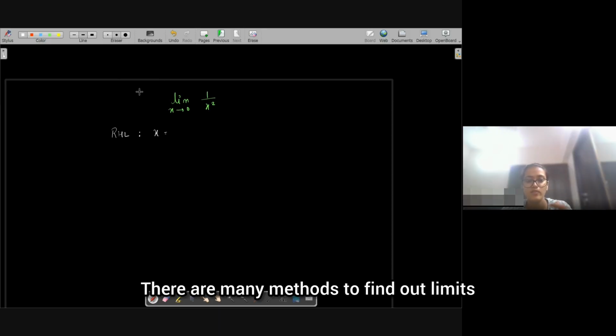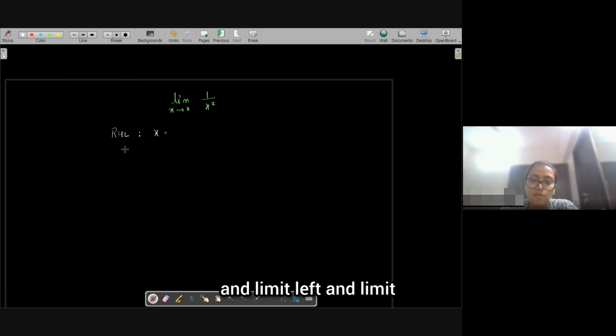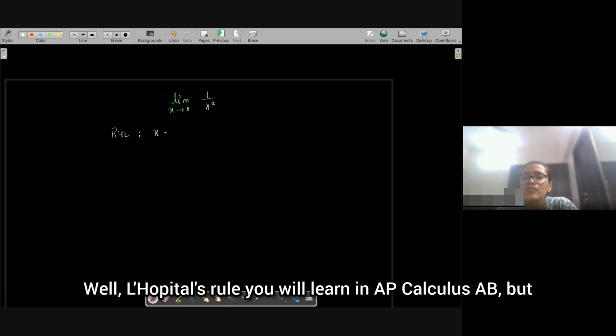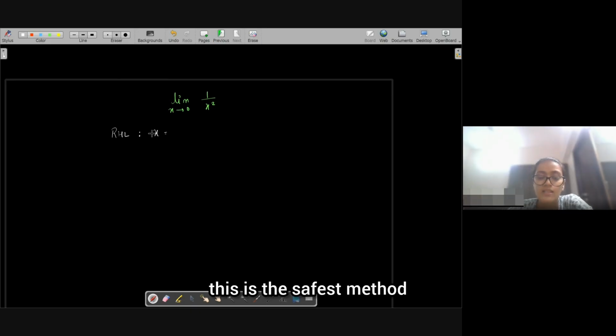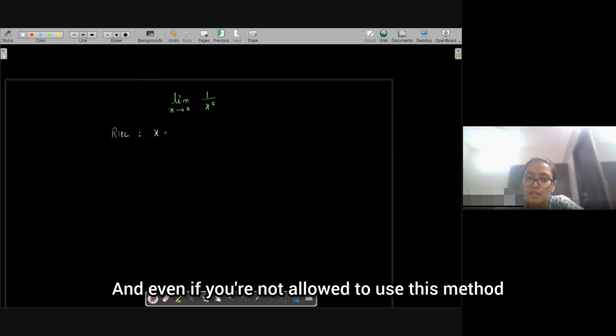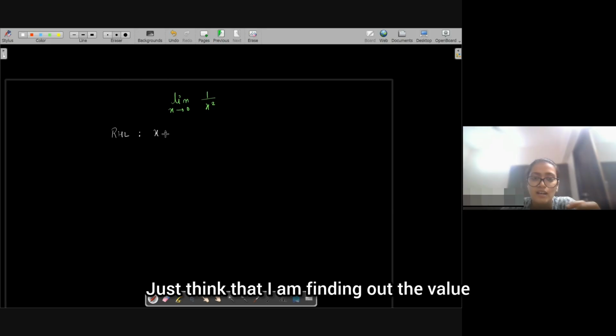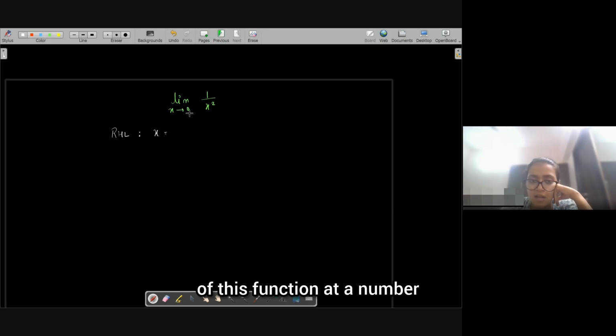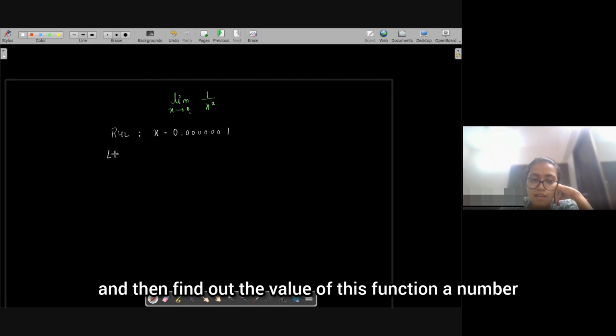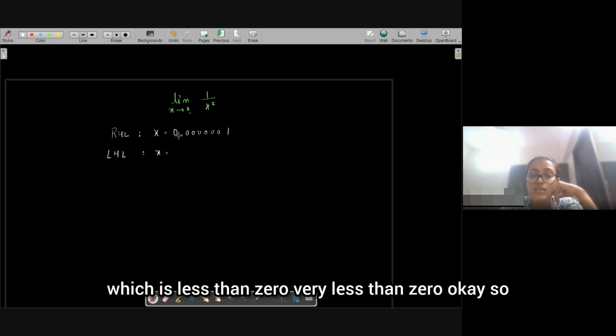There are many methods to find limits. This is one method, right-hand limit, left-hand limit. There are many methods, direct substitution, L'Hopital's. L'Hopital's rule you will learn in AP Calculus AB, but this is the safest method. Even if you're not allowed to use this method, do it in your rough work. Just think that I am finding the value of this function at a number greater than 0, 0.000001, and then at a number which is very slightly less than 0.